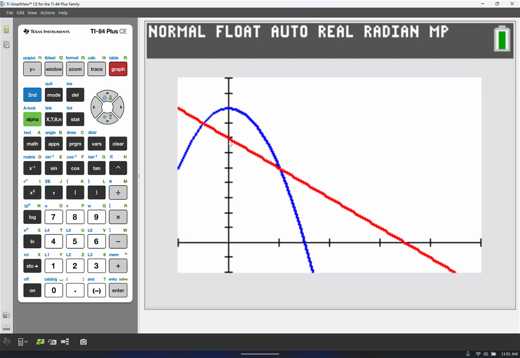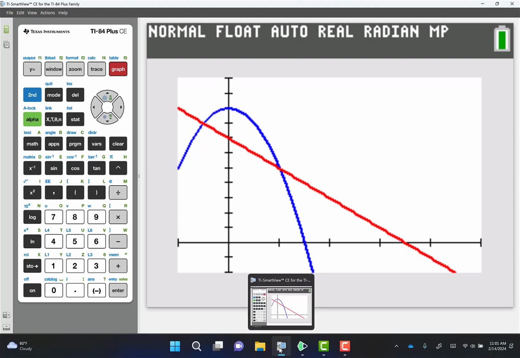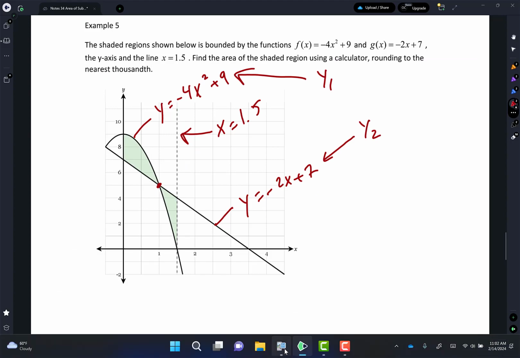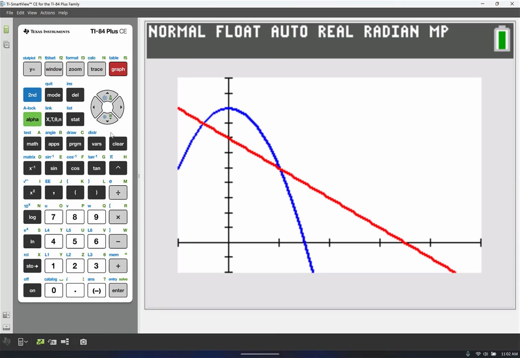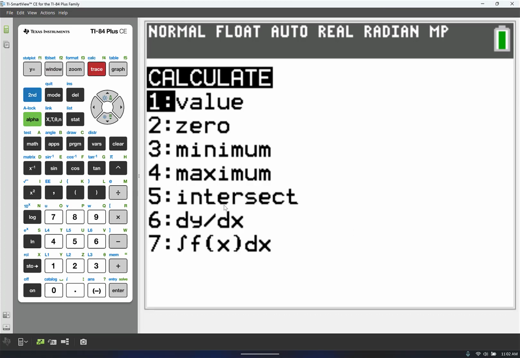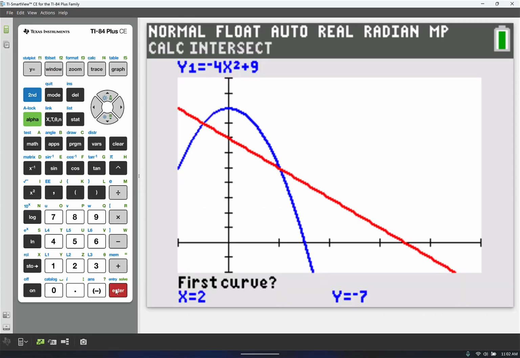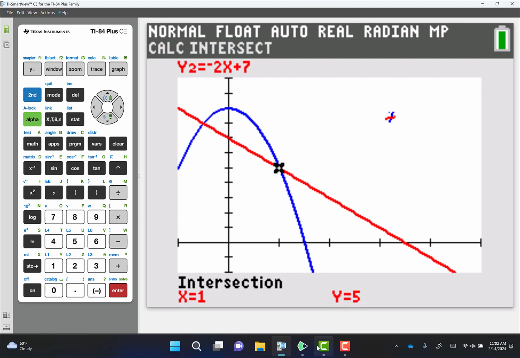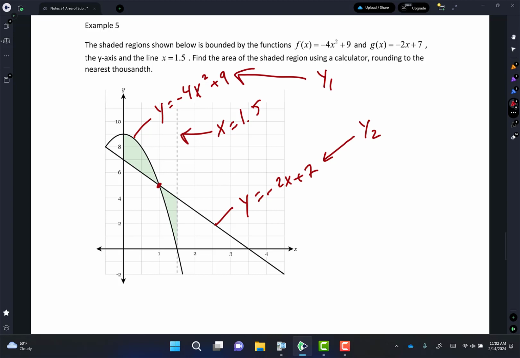I don't care about quadrant 2 because they start at 0, I believe. Yep, they start at 0 because I'm bounded by the y-axis, but I do need that intersection. So here we go. Second, calculate, number 5. Enter, enter. There's only 2 curves. That little symbol there that you see, that's not a hiccup. That just means where they cross, where the red and blue cross. And it crosses at a perfect 1,5. I guess you could also just look at it. Yeah, that looks like a 1,5. But don't just trust it. Make sure to verify it.